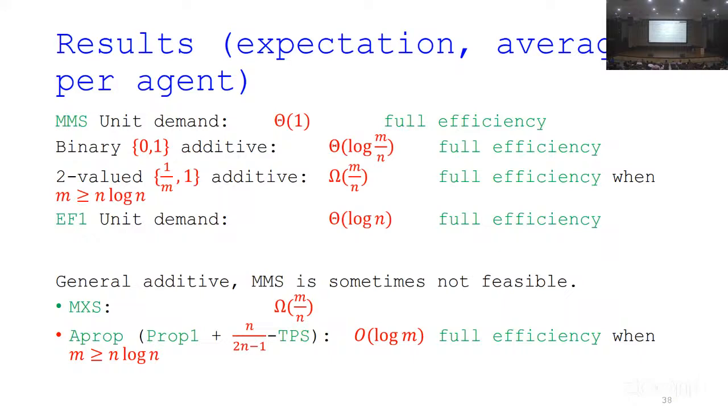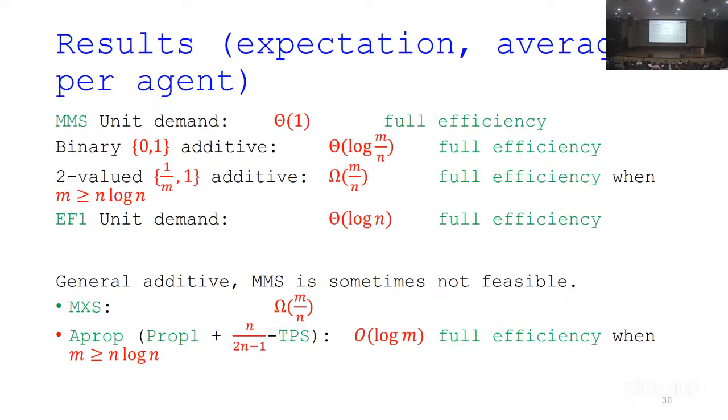So let's remind ourselves of our results in what I find the more interesting case of item-based valuations and feasible fairness notions. So for MMS, when it was feasible, we essentially almost always got full efficiency, except, let's say, in this two-valued 1/m, 1 case where if the number of items is not sufficiently large, we don't know. So this is maybe open. Can we get also in that case full efficiency? And for general additive valuation, when we don't look at MMS but other fairness notions, for MXS, we have a lower bound, and for this approximately proportional notion, we also seem to get full efficiency, except when there's a small number of items.